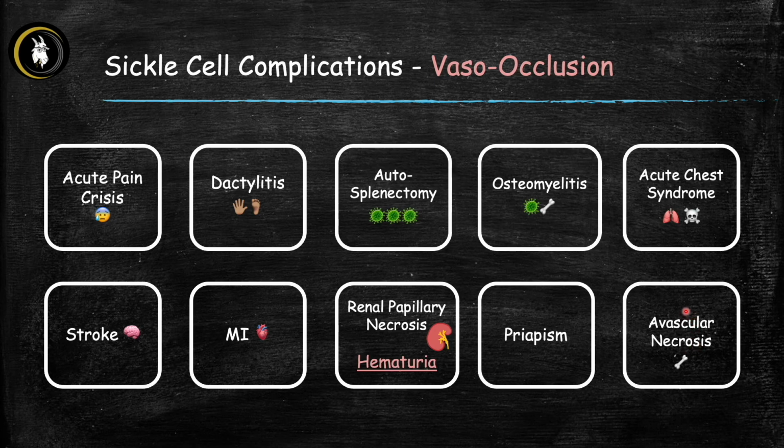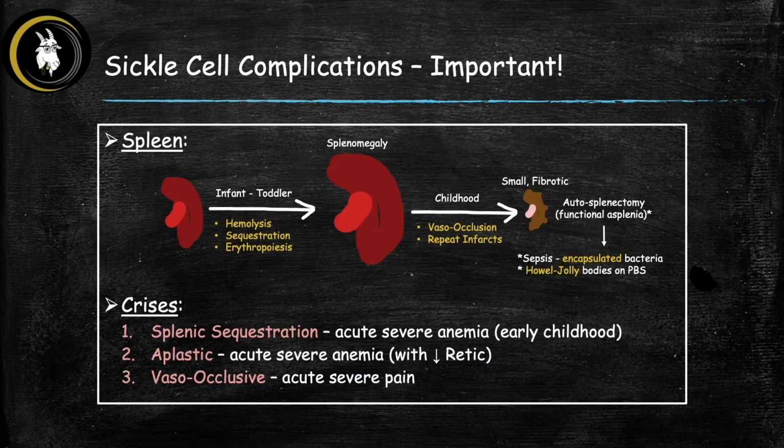The name literally means death of tissue, necrosis caused by lack of blood flow, avascular. So in this condition, bones undergo necrosis due to ischemia. This leads to chronic severe joint damage, and it's going to cause chronic pain and limited joint movement. So let's wrap up the complications of sickle cell disease by talking about a couple of topics that can be confusing. Make sure that they're clear for you.